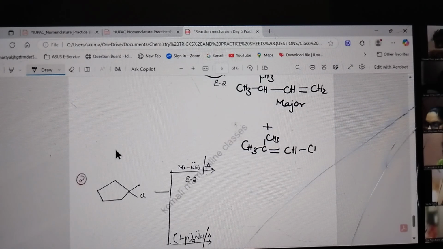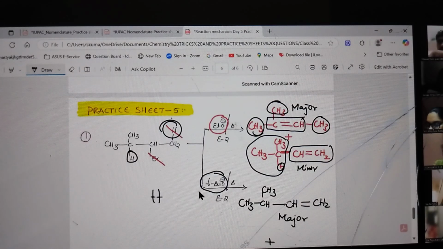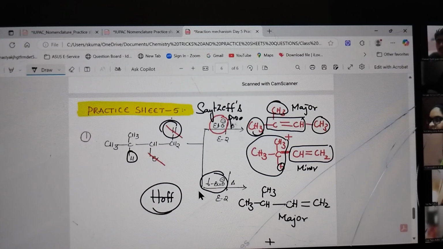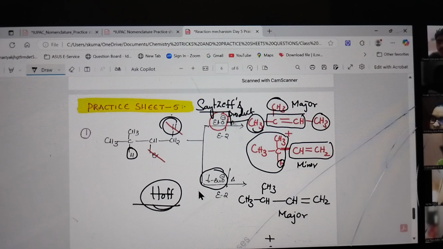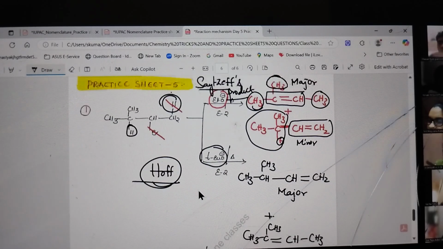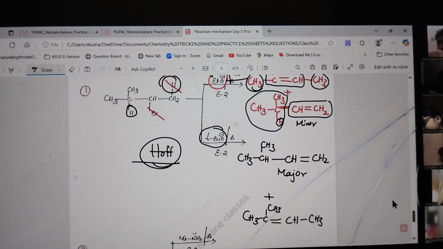This is according to which product? Can you say? Bulkiness means Hofmann product. Small bases mean Saytzeff product. Saytzeff product. This is the Saytzeff product, this is the Hofmann product. Got the clarity? Everybody crystal clear? Done? Very good, very good, very good. Super, super. Moving.